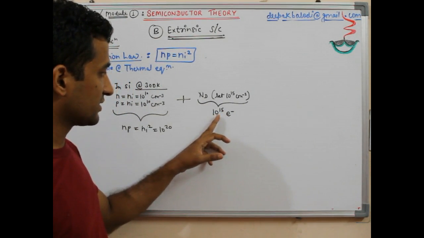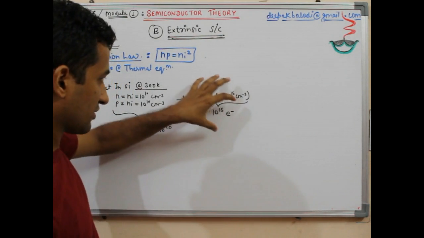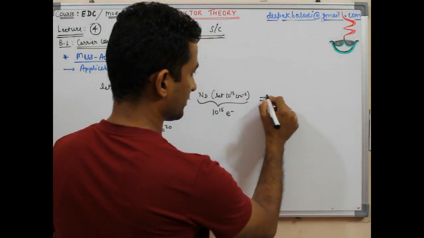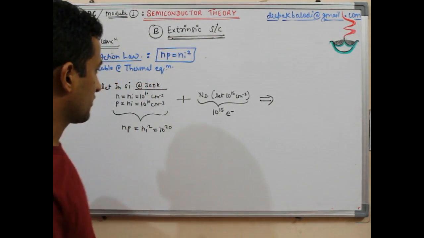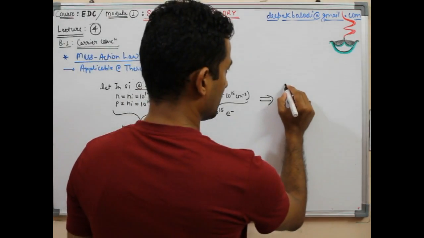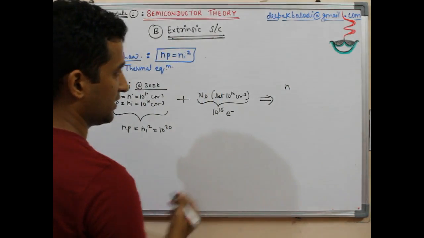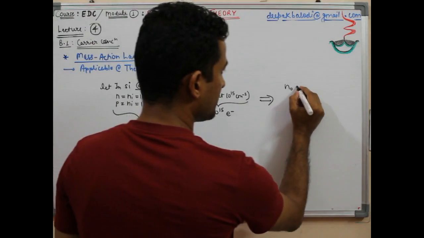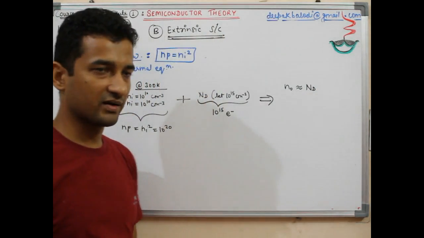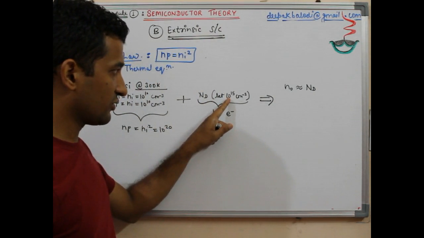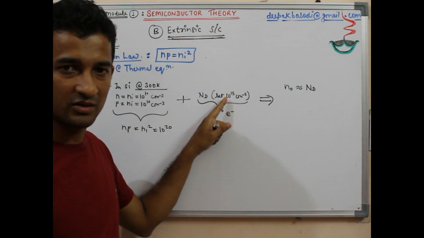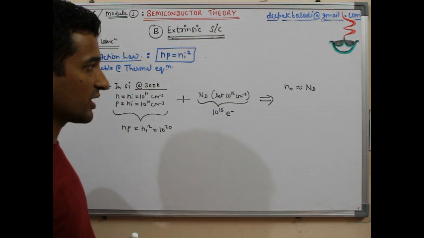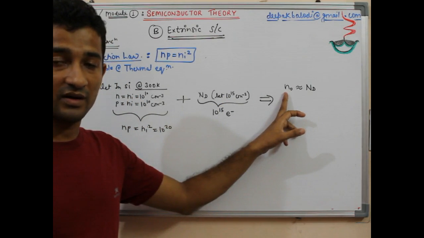So what happens is, if this is being mixed here, then what should we expect as a result? First of all, what should we expect at n? So let me indicate it by n naught, just to distinguish it from ni. So n naught will be approximately ND, as we have expected, because even if this number were 10 to the power 14 or even 10 to the power 13 per centimeter cube, that value would still be much, much greater than this. So n naught is the total number of free electrons after it has become extrinsic.